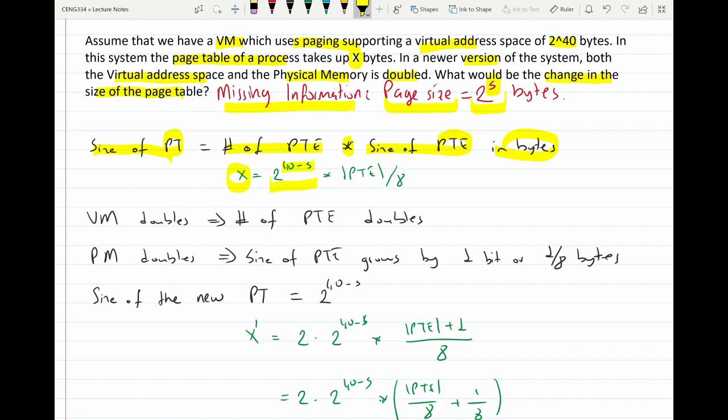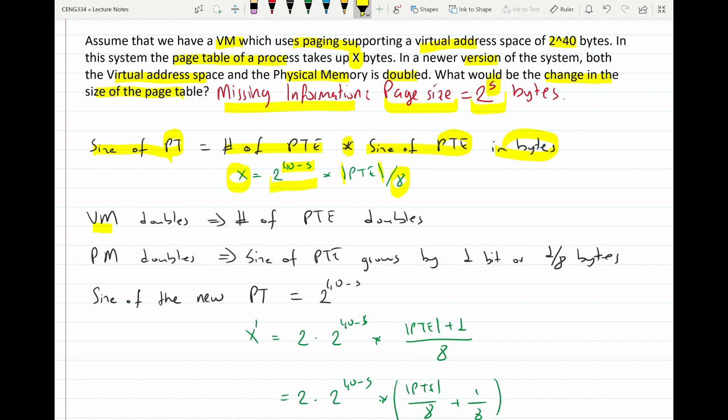And then comes the size of the page table entry in bytes. So if we assume that this indicates the size of the page table entry in bits, and if we divide it by 8 then we'll get its size in bytes. So from the information we say that X equals 2 to the power 40 minus s times the size of PTE in bits, divided by 8.